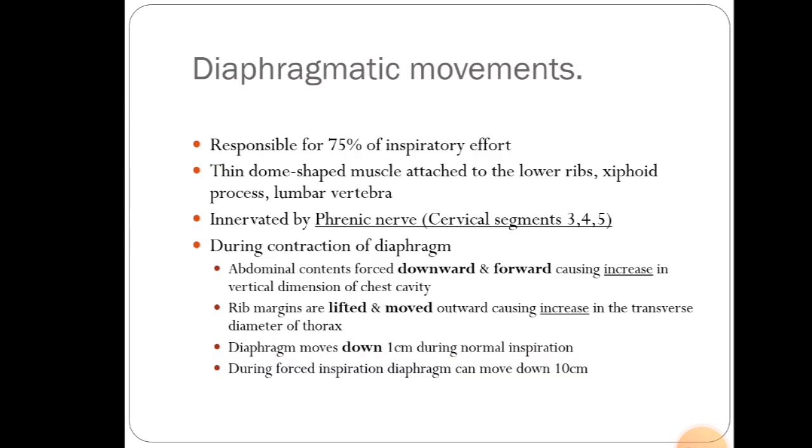Next we have the diaphragmatic movement, which is responsible for 75% of inspiratory effort. It is a thin dome-shaped muscle attached to the lower ribs, xiphoid process, and lumbar vertebrae, and it is innervated by the phrenic nerve. During contraction of the diaphragm, the abdominal contents are forced downward and forward, which increases the vertical dimension of the chest cavity. Rib margins are lifted and moved. The diaphragm moves down 1 centimeter, and during forced inspiration, the diaphragm can move down 10 centimeters.